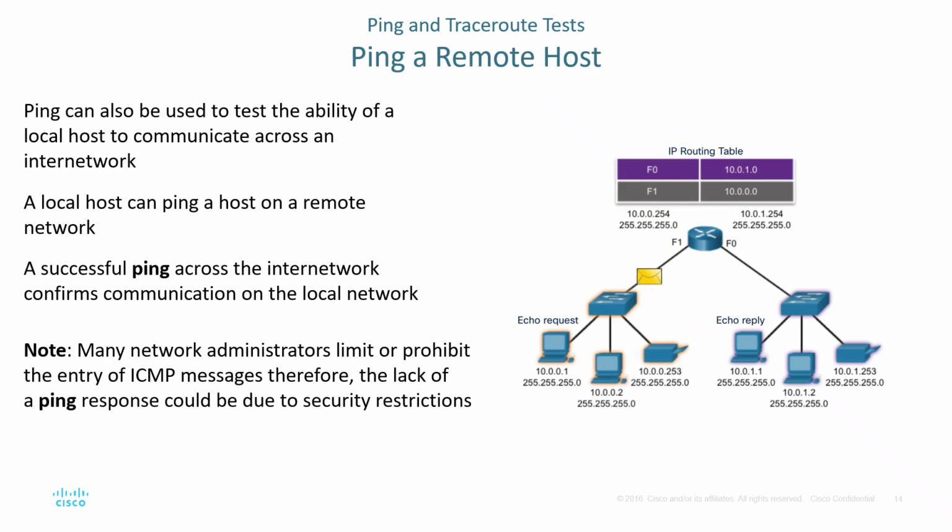And then lastly, once your default gateway is successful, now you can ping a remote host. Okay, so a local host can ping a host on a remote network. A successful ping across the internetwork confirms that you have communication on the local network as well as across and into a remote network. Many network administrators, however, limit or prohibit the entry of an ICMP message. Therefore, the lack of a ping response could be due to security restrictions.